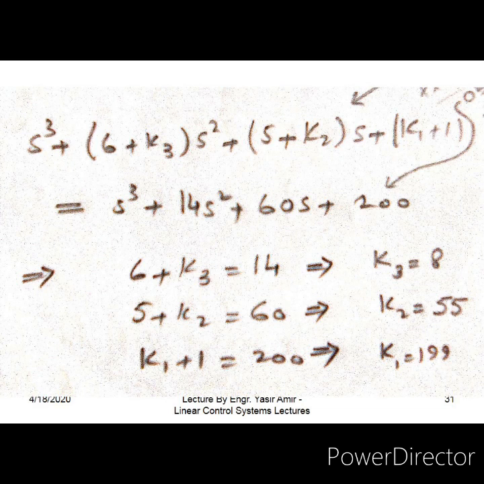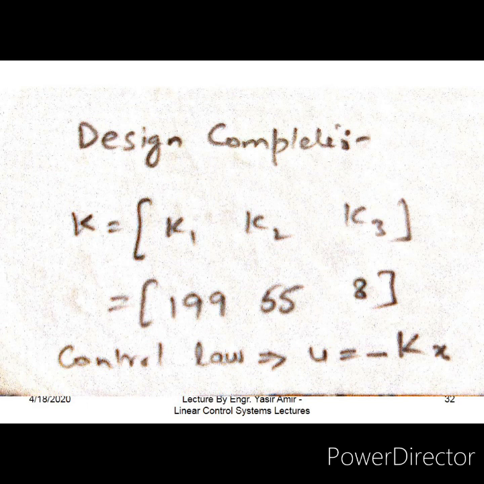So we have designed our system. We have found the values of k1, k2, k3. When we set these values and connect this in the feedback path, we will get an overall closed loop system with the required poles that will give us the required performance. So this completes our design. The K matrix is equal to 199, 55, 8, and the control law was u equals minus kx. When we apply this in the closed loop system, that closed loop system will have the desired poles that were given in the question.